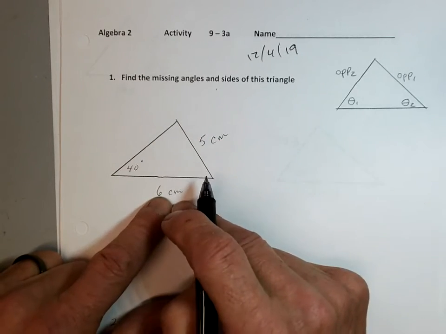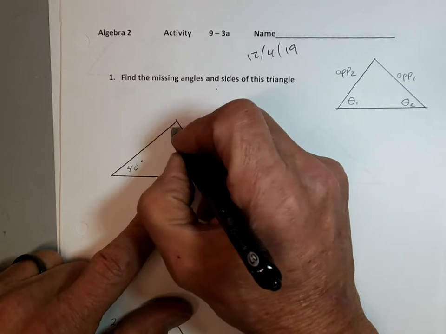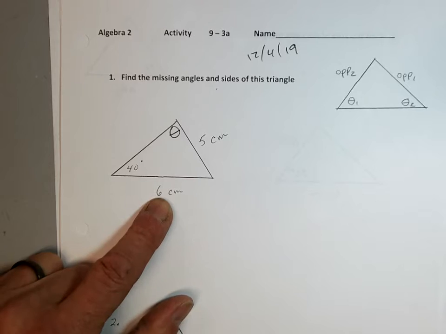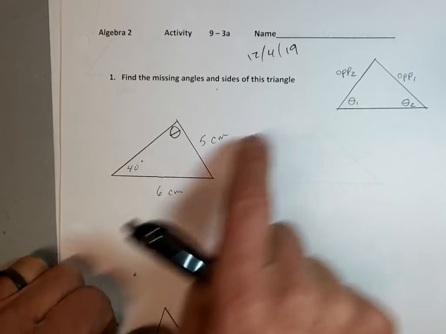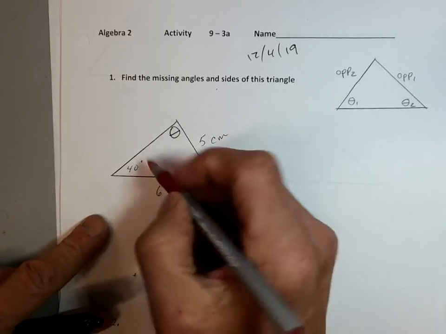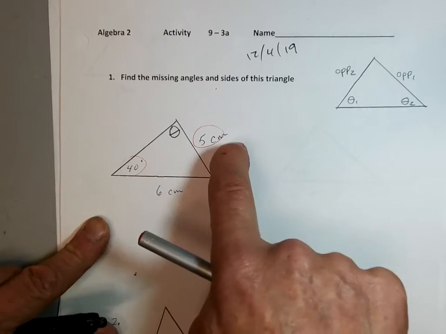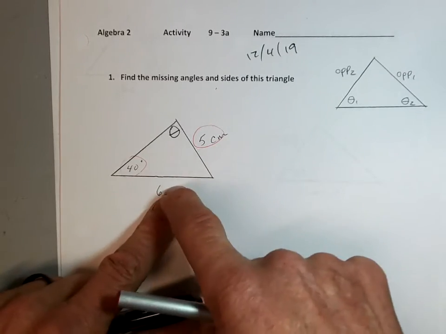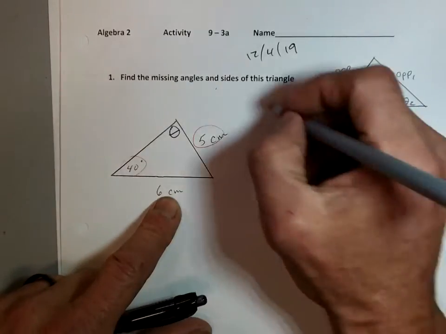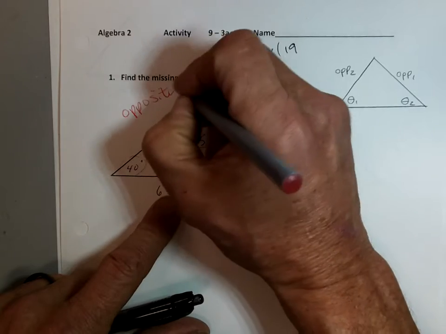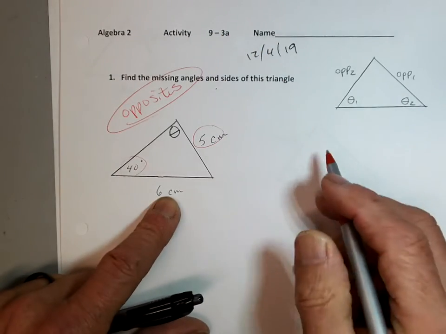Here's my 6. So let's find this angle, because that's its opposite, right? I've got a pair of opposites. I like that. I've got 40 degrees and 5, and here's my 6. Again, it's all about opposites. Which ones are opposite one and opposite two? Doesn't matter at all. Nice question. You have to have a pair of opposites, so it doesn't matter at all.